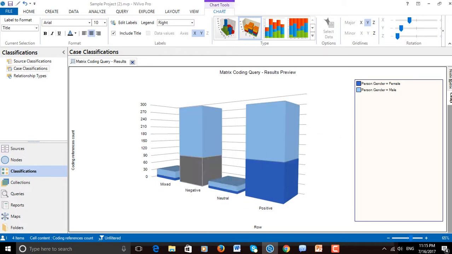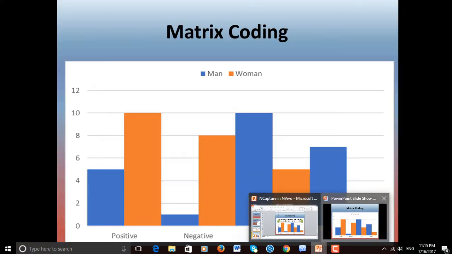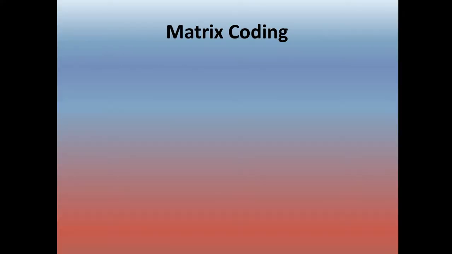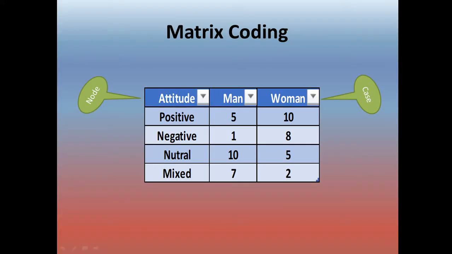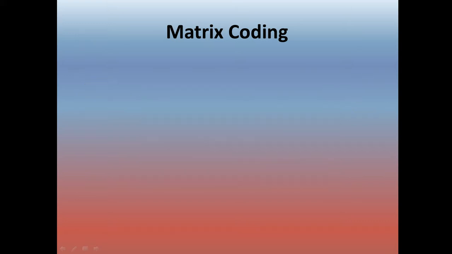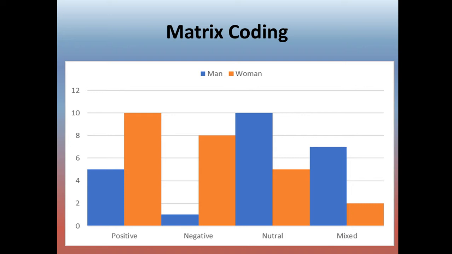So this video explained to you what is meant by matrix coding, and how the matrix coding could illustrate for me in a table display and in a chart display, how to create 2 axes, X and Y, from my nodes and from the cases. You can create it from any object that you could create in your data.